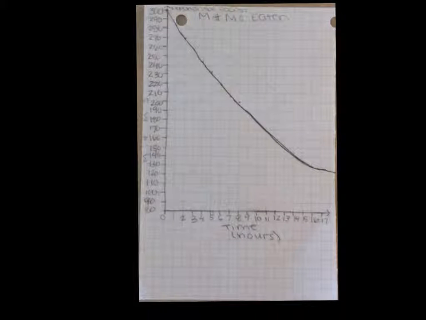This is the graph for the M&Ms eaten. On the y-axis, we have the number of M&Ms, starting at 300 because we started with 300. And then on the x-axis, we have the time in hours. Each time we go down by 5%.